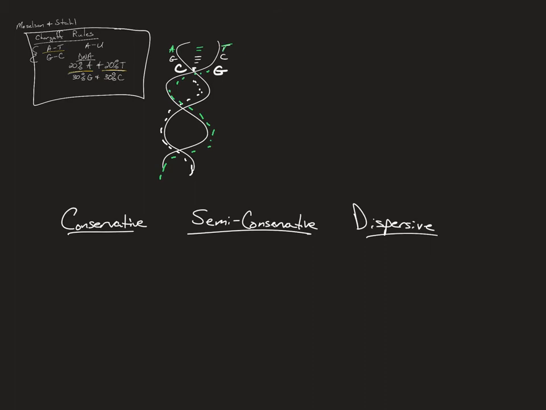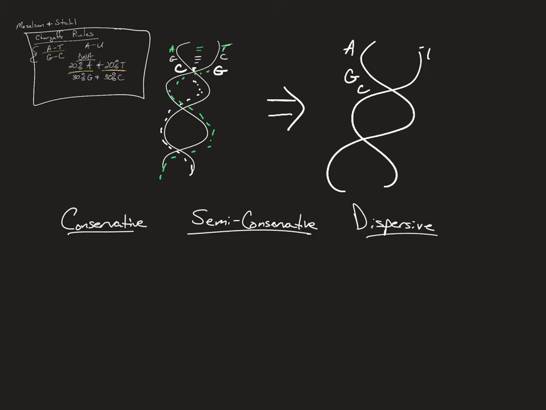So I'm going to make two new strands, right? If I have this and I'm going to make a copy of it, I'm going to make two new strands. And they're going to be exact copies of one another, theoretically, except for mutations, which we've already learned about.